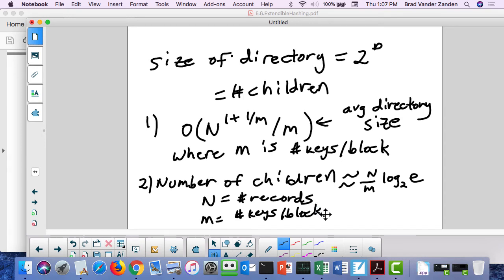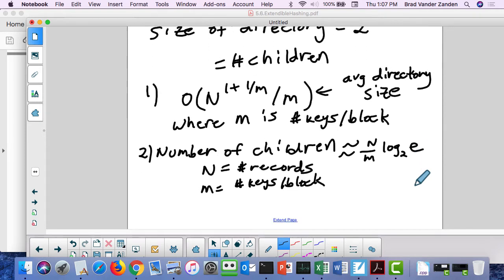Okay, so log 2 of e is, I think, about 1.44. So the minimum, if every block was full, you would have to have N divided by M blocks. So the log 2 of e factor is the number of additional blocks you need, because not every entry is going to be full. In fact, you don't even have to have them be half full.